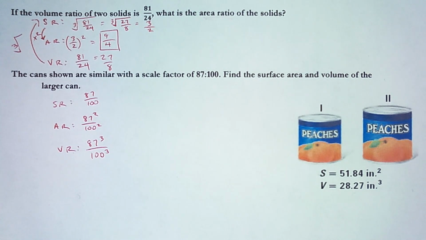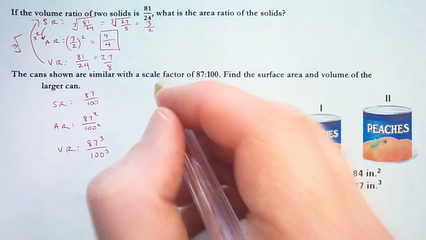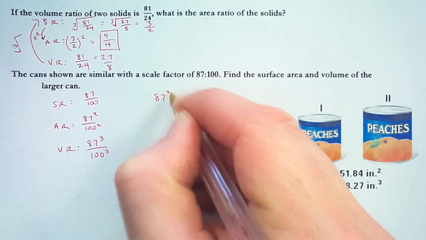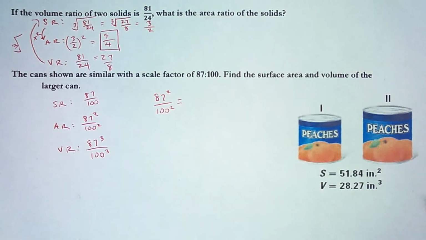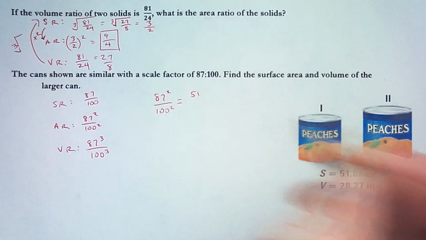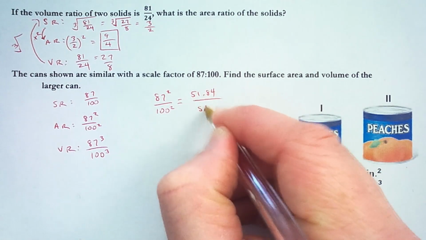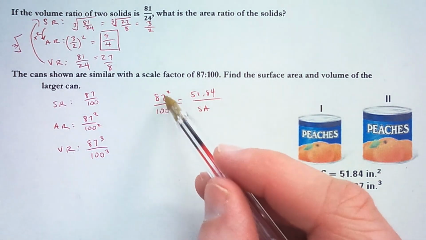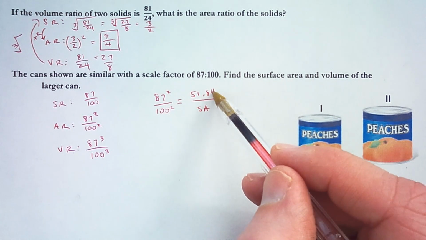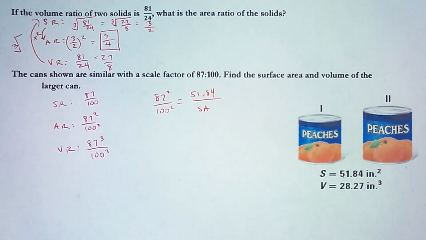Okay, so we're going to use that to find the surface area of the larger can. To find the surface area, we will use the area ratio. So we'll set the area ratio, 87 squared over 100 squared, equal to, and we've got smaller over larger, so smaller surface area over larger surface area. And that's 51.84 over a surface area that I do not know. So we've got a ratio of surface areas.